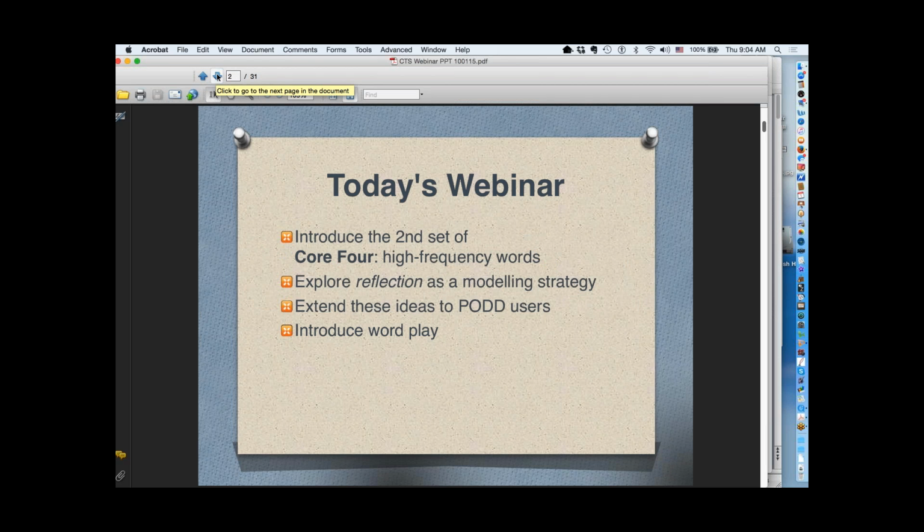Today we're also going to be exploring one specific modeling strategy called reflection, and Mary Louise will be talking about that because I've honestly never seen anyone who's better at it than she is. We will be talking about how to extend the ideas that we've been talking about here with core words to our pod users simply because they have a uniquely organized vocabulary, and it's raised a lot of questions in the pod community about how to participate in this. And then Carolyn will be introducing, again, some more word play to help our kids be able to explore the sounds of language as part of their language development.